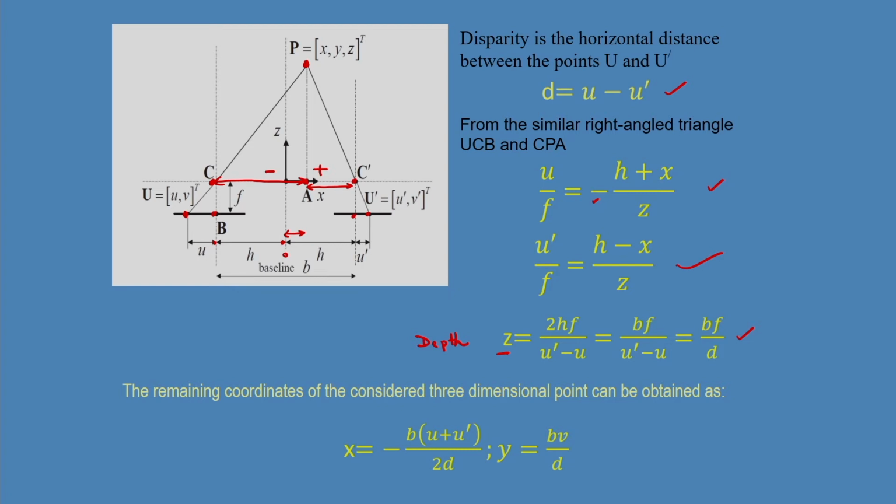After determining the depth, you can determine the rest of the coordinates. The rest of the coordinates are the x coordinate and the y coordinate. So you can see how to determine the depth information in this stereo vision setup.